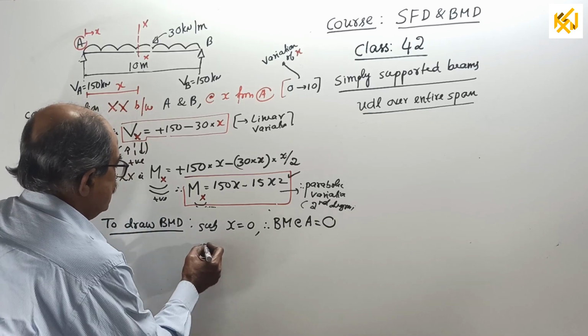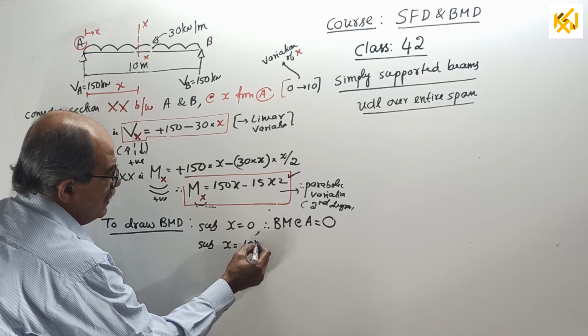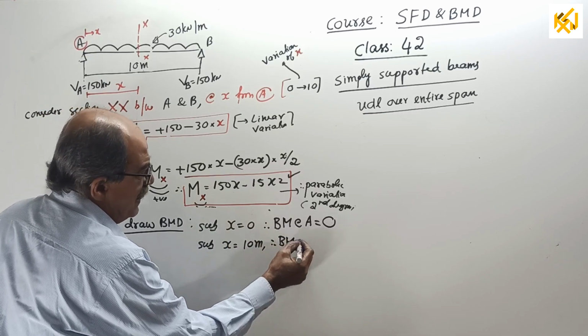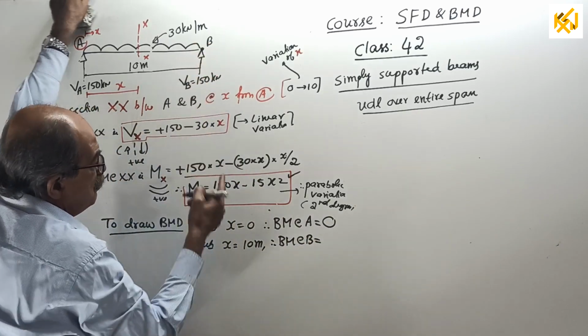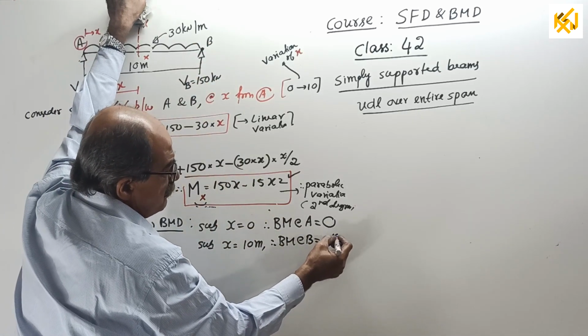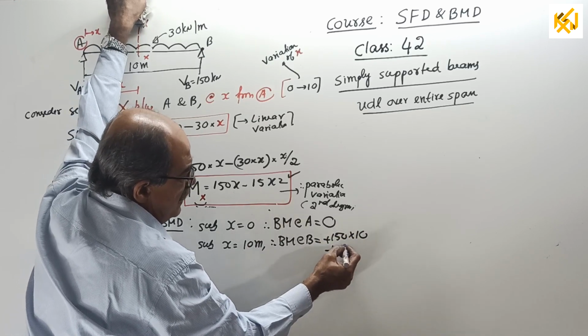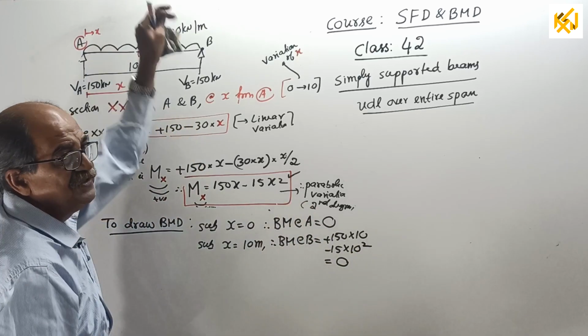Okay, then substitute x equal to 10 meter. You get the bending moment at B. Actually, you know the answer. Here also 0, but you have to get it now. It is 150 into 10 minus 15 into 10 square. You calculate, I will not calculate, it is 0.